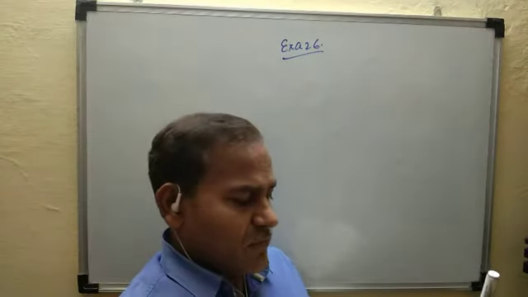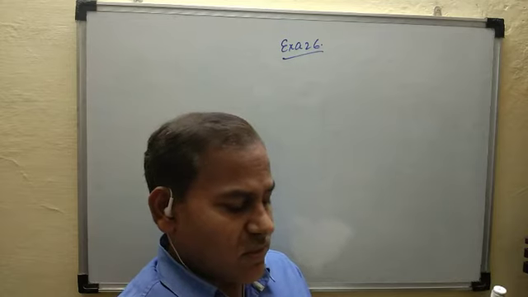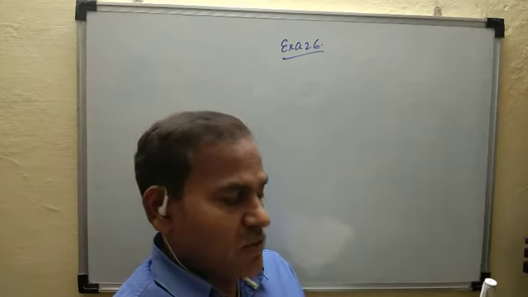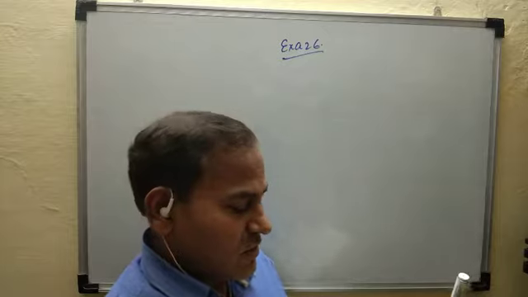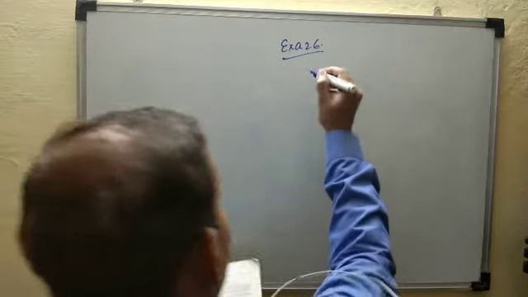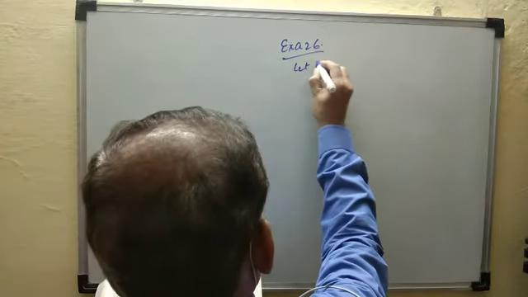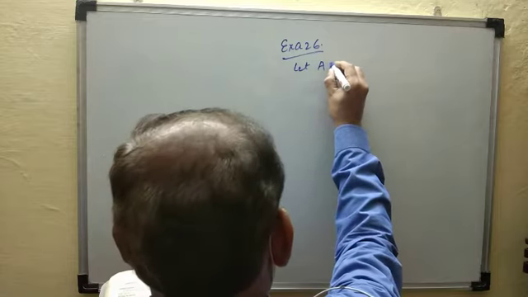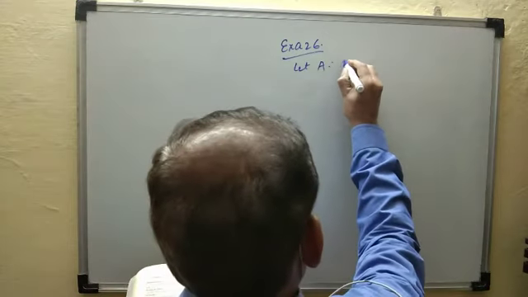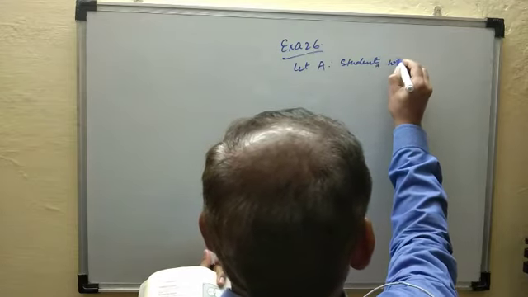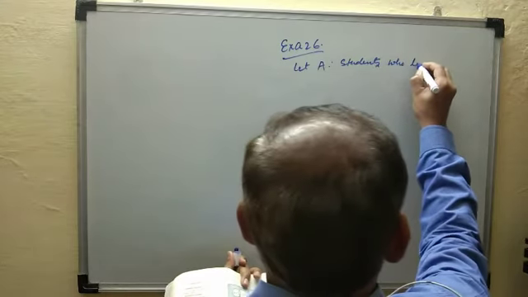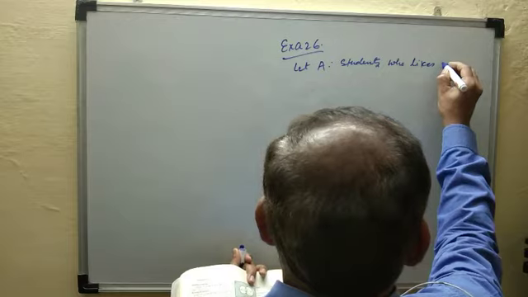Example 26: In a survey of 400 students in a school, 100 were listed as taking apple juice. So let A be the set of students who like apple juice.